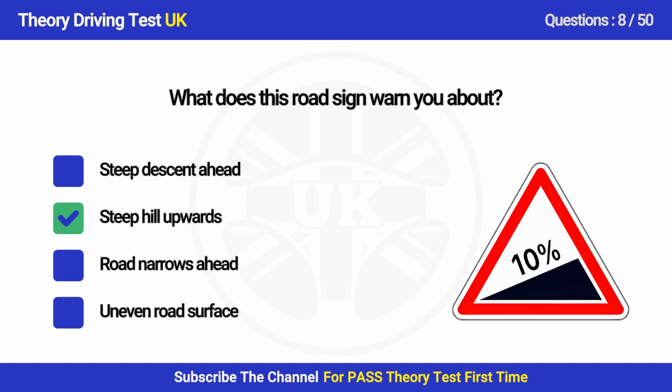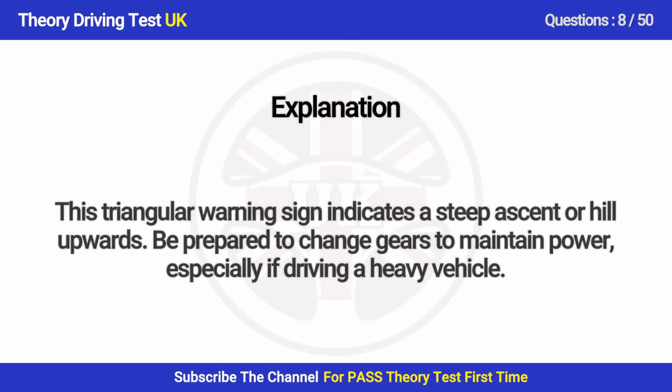Answer is B. Steep hill upwards. This triangular warning sign indicates a steep ascent or hill upwards. Be prepared to change gears to maintain power, especially if driving a heavy vehicle.